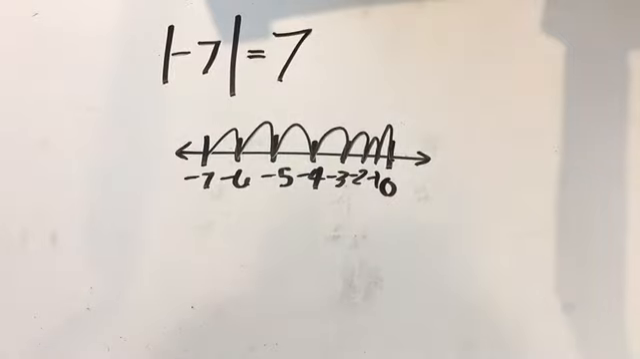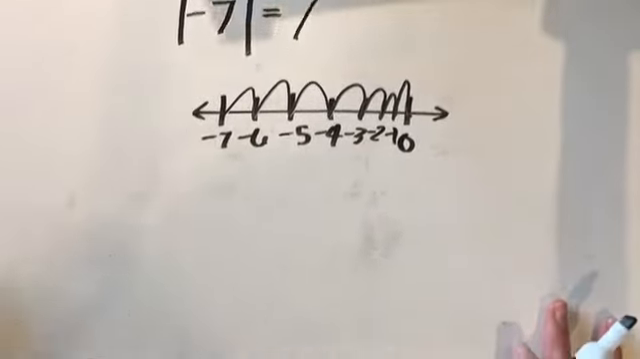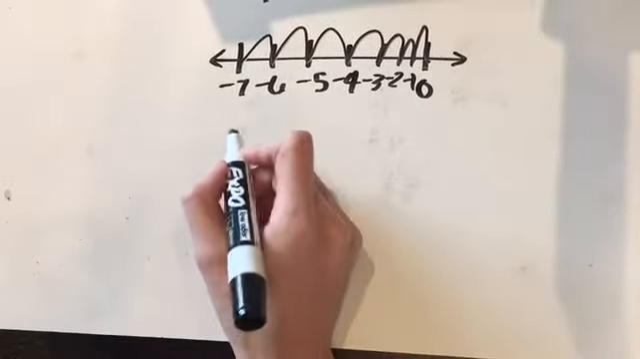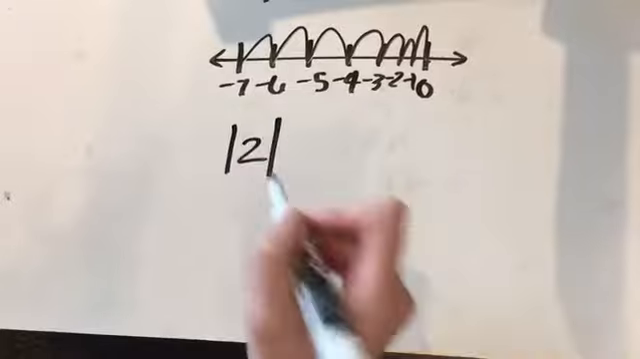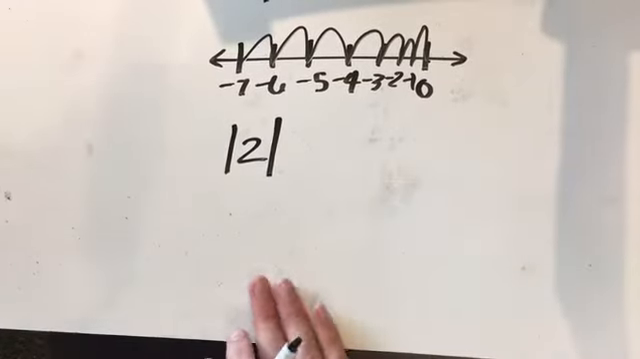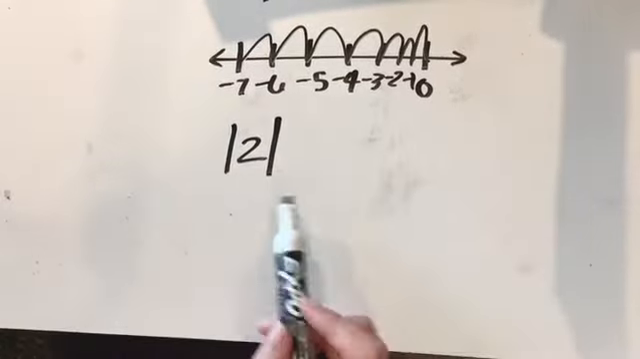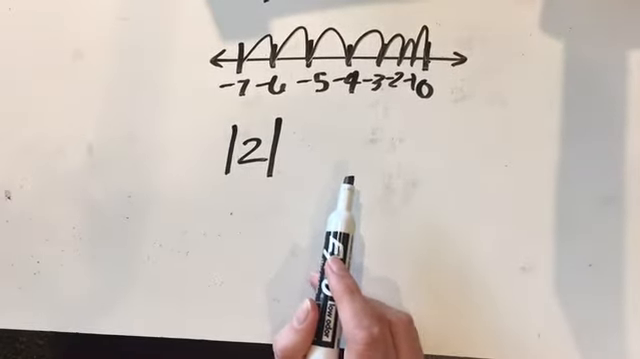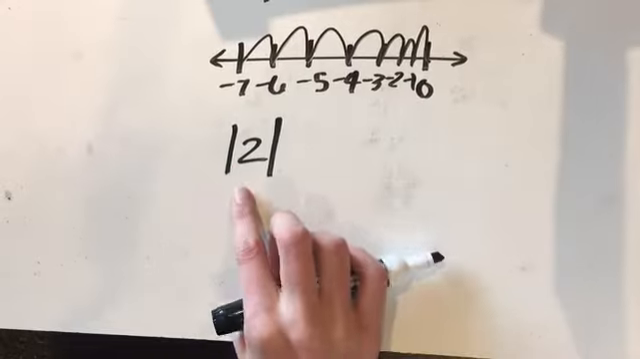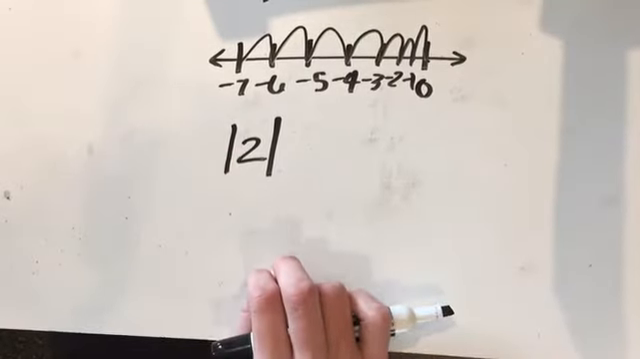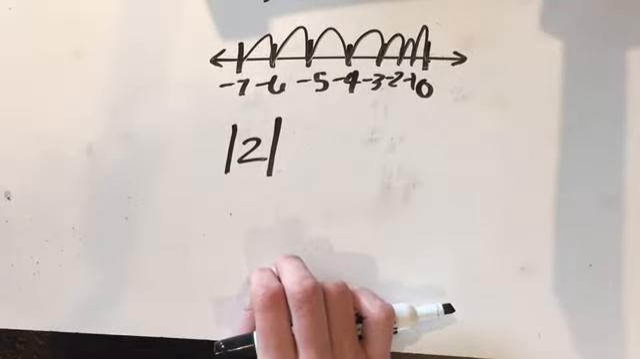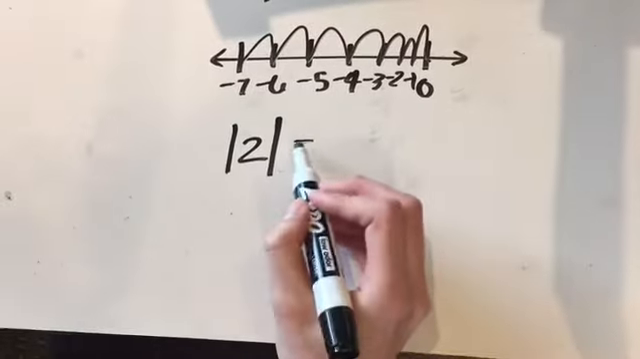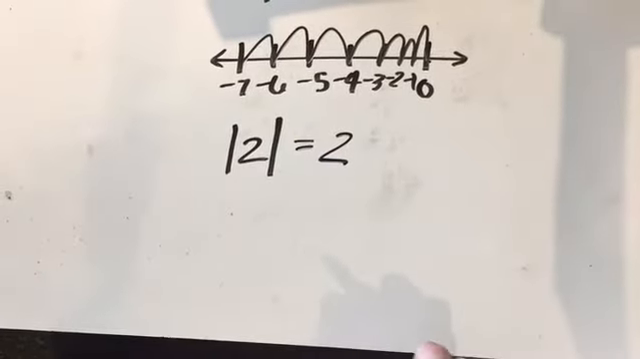Are we starting to notice a pattern here? Now, let's do one more and then we'll talk about the pattern, okay? What about the absolute value of 2? The absolute value of 2. Okay, the definition for absolute value is distance from 0. So maybe we don't even need a number line for this. How far away is 2 from 0? It is 2 units away, right?